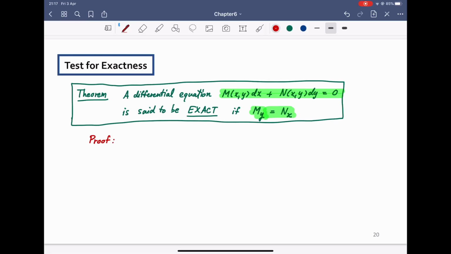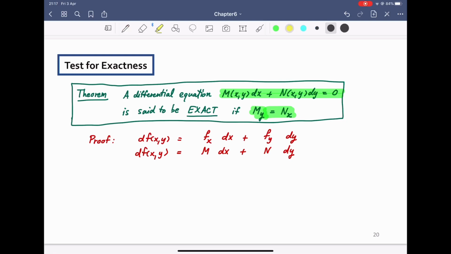By the definition of total derivative, we have df(x,y) equal to f sub x dx plus f sub y dy, right? And by the definition of exactness, df(x,y) must be equal to M dx plus N dy. From here, you can see that if you compare coefficients, f_x must be equal to M and f_y must be equal to N.